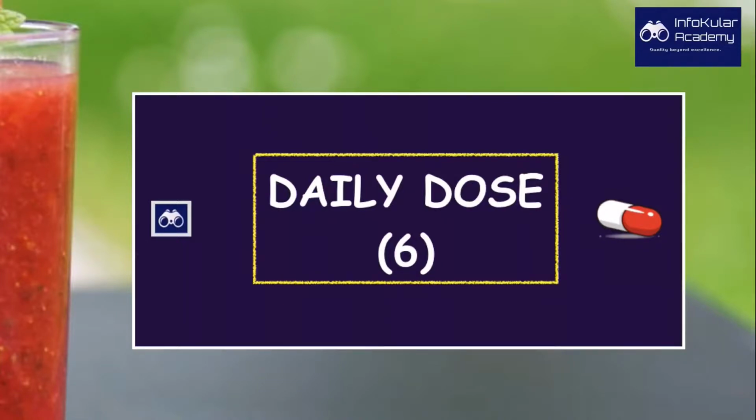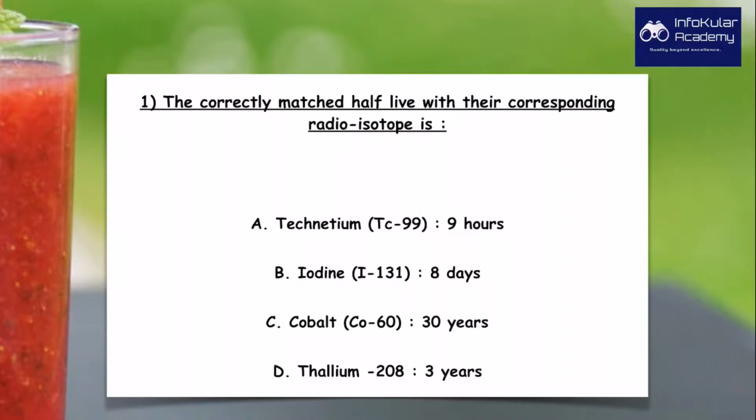And your questions are: the correctly matched half-life with their corresponding radioisotope is A. technetium-99, 9 hours; B. iodine-131, 8 days; C. cobalt-60, 30 years; and D. thallium-208, 3 years.